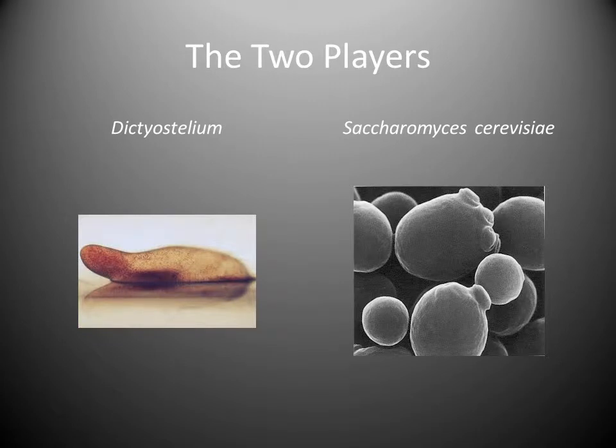The two key players in this experiment were the Dictyostelium cells, shown on the left, and the Saccharomyces cerevisiae cells, shown on the right. Dictyostelium is a genus, and these are our amoebas, and these are the ones that will be doing the eating, so they are the phagocytes. The Saccharomyces cerevisiae are the budded yeast cells, and these will be the ones who are eaten by the phagocyte.